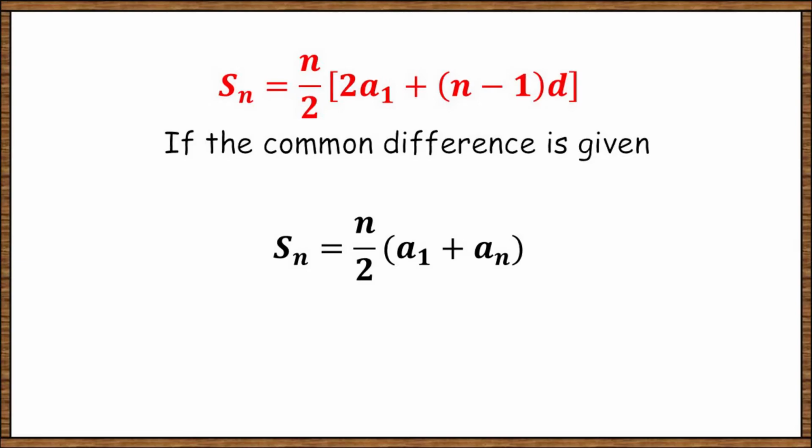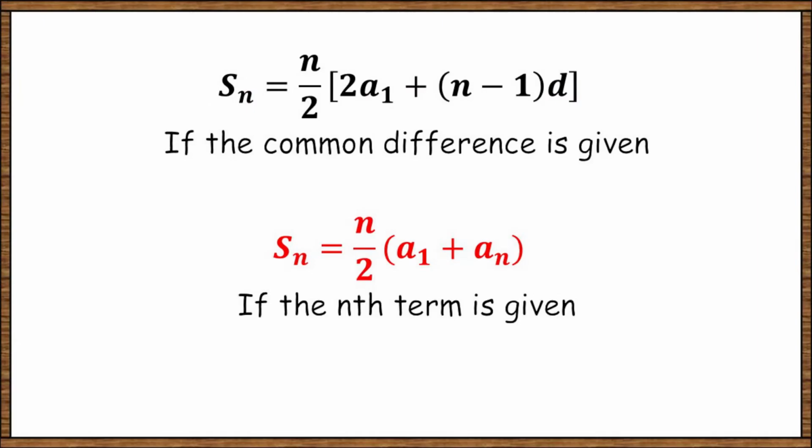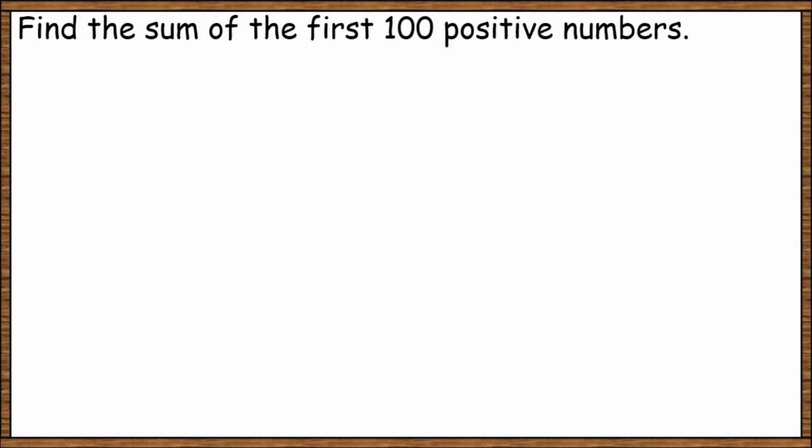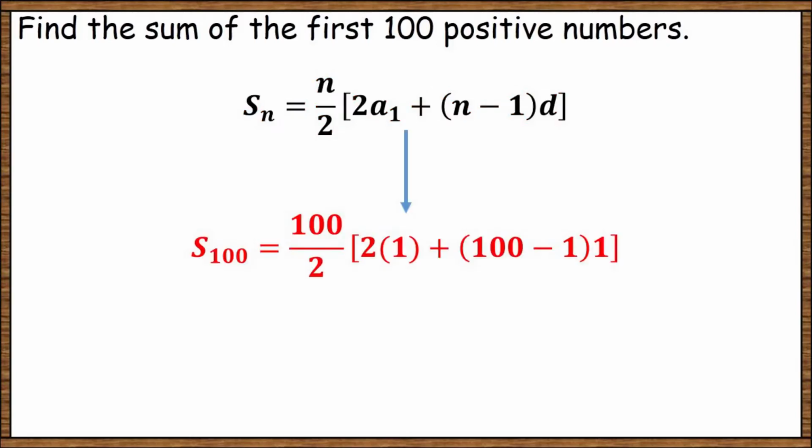Tandaan, ang formula sa taas ang gagamitin kapag given ang common difference. Habang ang nasa baba ay ginagamit kapag nth term ang given. Balikan na natin ang exercise number 4. Unahin natin ang formula na gagamit ng common difference. Substitute na natin ang given sa formula.